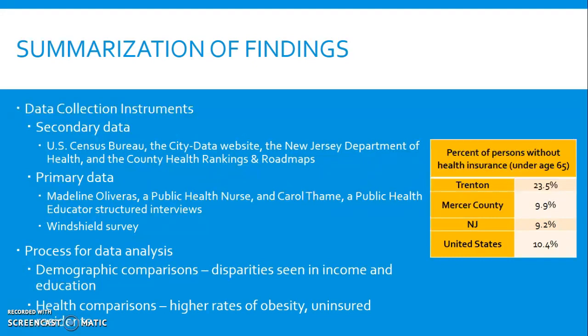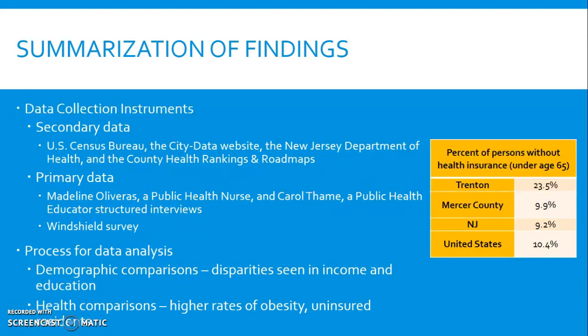The secondary data was found from a variety of reputable sources, including the U.S. Census Bureau, the New Jersey Department of Health, the County Health Rankings and Roadmaps, and so on. The primary data was found from taking structured interviews from 2 local health professionals with decades of experience working with the Trenton Department of Health, as well as a windshield survey conducted throughout the city of Trenton.